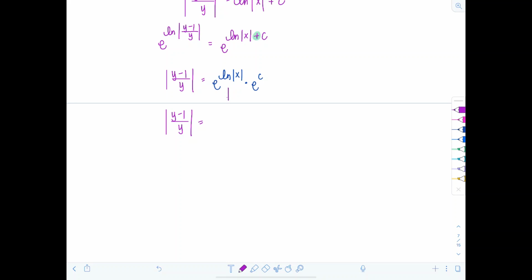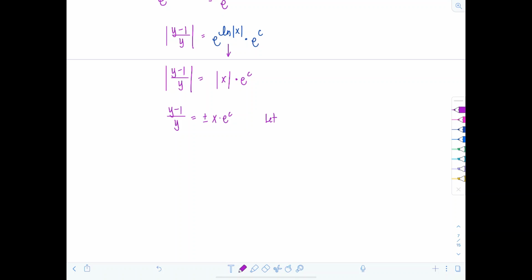Now we have the absolute value of y minus 1 over y equals, now e raised to the ln of the absolute value of x, that's just the absolute value of x, times e to the c. You can't just have c, it has to be e to the c. Okay, now if we're going to drop the absolute value bars on both sides of the equation, that's fine. I just have to put plus or minus on one side. Let's put it on the right side, it'll look cleaner. So we've got y minus 1 over y equals plus or minus x times e to the c.